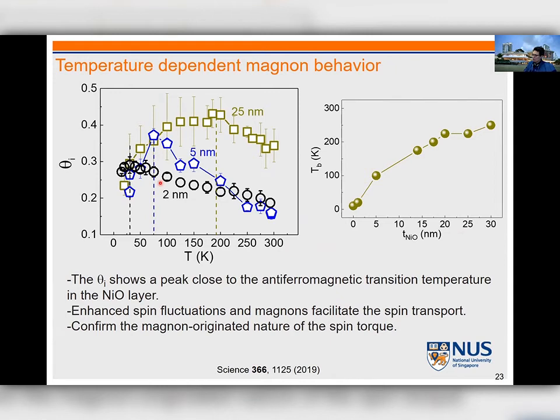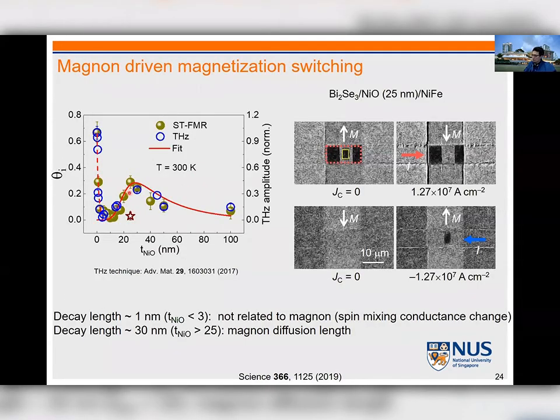So if you choose a different thickness, for example around 25 nanometer, the nickel oxide will have about the 200 Kelvin blocking temperature. So the spin efficiency should be maximized around 200 Kelvin in case of 20 nanometer, 25 nanometer nickel oxide. Anyhow, we choose 25 nanometer nickel oxide because we believe this shows a real magnon transport. Then it is insulating enough to prevent any charge current shunting. So we use this 25 nanometer nickel oxide in the middle of bismuth selenide and nickel oxide.